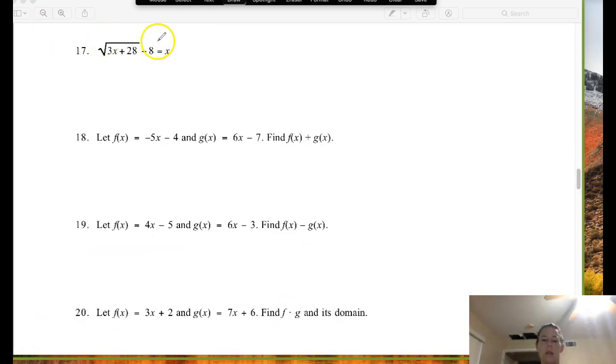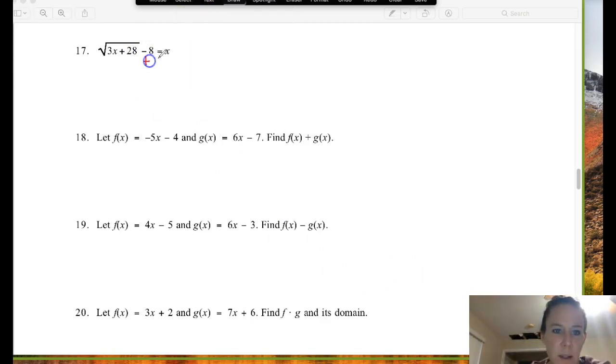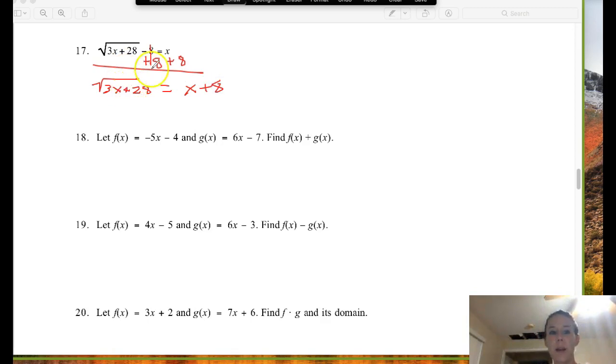All right, to solve this, once again, isolate the radical. So let's first get rid of the 8 on this side. And we're going to end up with the square root of 3x plus 28 equals x plus 8. Now we've isolated the radical. Now we get to square both sides. So the square and the square root cancel, and we're going to end up with 3x plus 28 equals x plus 8 squared.